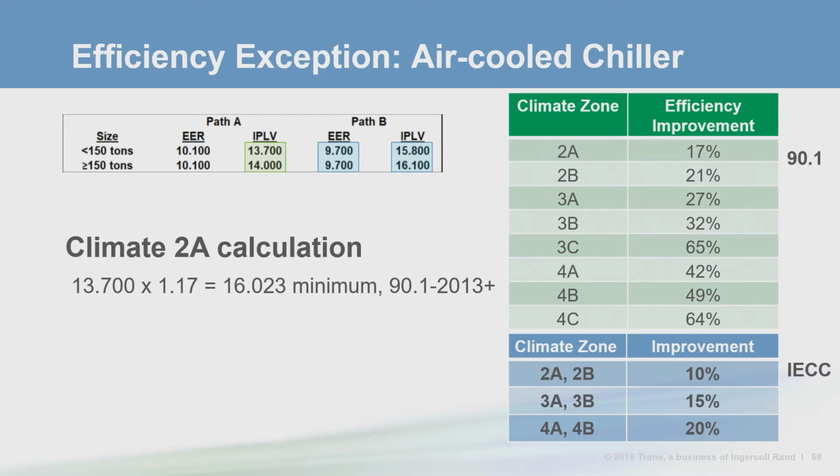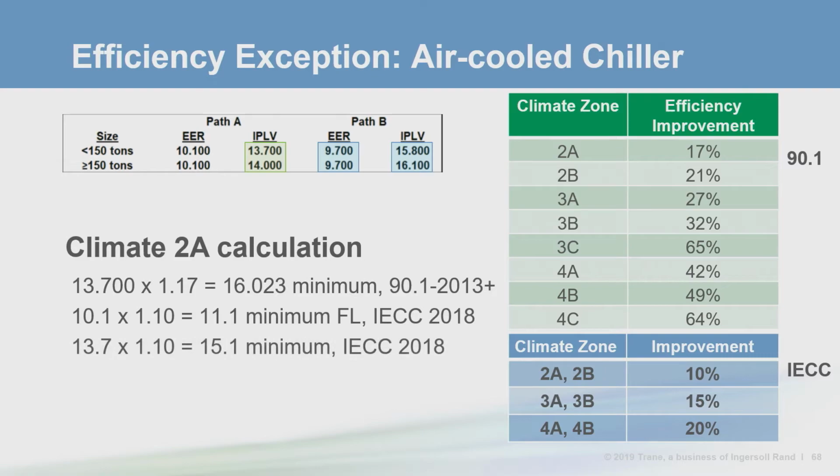For IECC, starting in 2018, we have two higher efficiency options. We can use either the full load or the part load improvement to comply. Here you see that a full load efficiency of 11.1 or higher would qualify for this exception in climate 2A or 2B, or an IPLV of 15.1 or higher.